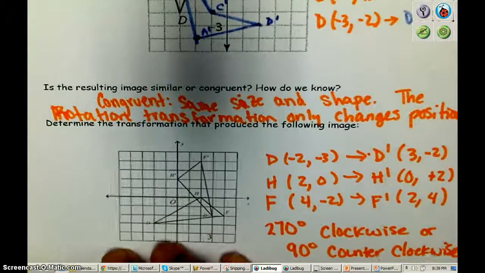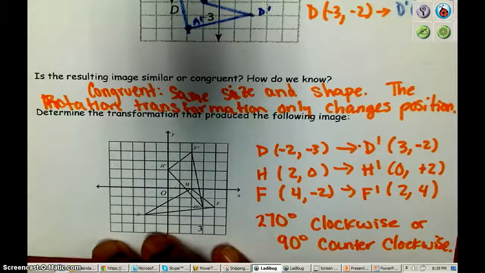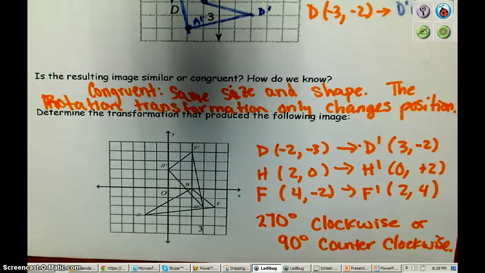For number 5, when I compare the D to D prime, H to H prime, and F to F prime, I noticed that I switched the x and y, and then I took the opposite of y, and when I look back at my notes, I realized this was a 270 degrees clockwise rotation or a 90 degrees counterclockwise. Either answer is correct.